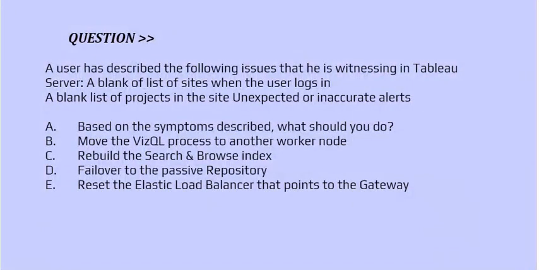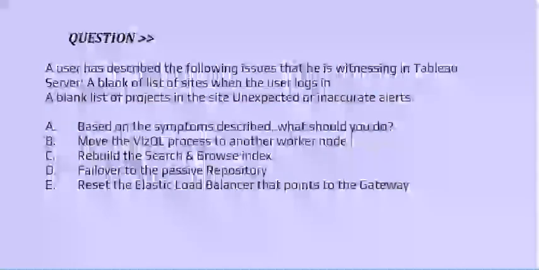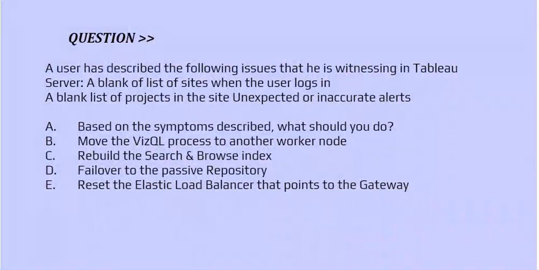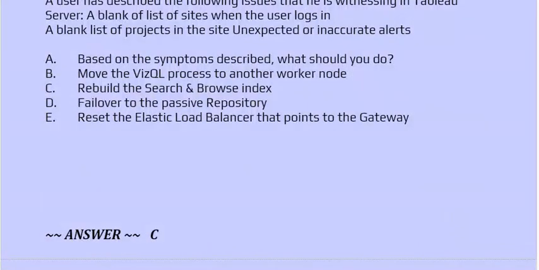Sorry, this is also a question. Based on the symptoms described, what should you do? We are taking options from B, C, D, E. Option B. Move the WizQL process to another worker node. Option C. Rebuild the search and browse index. Option D. Failover to the passive repository. Option E. Reset the elastic load balancer that points to the gateway. Correct answer is option C.